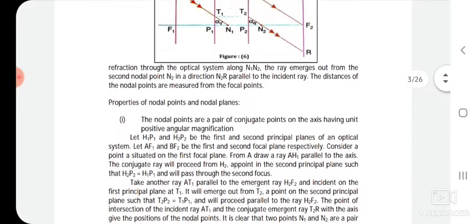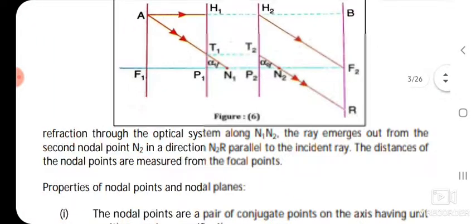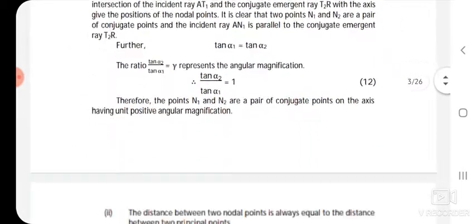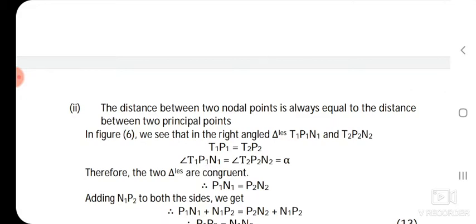For all these properties we are going to use this diagram number 6. Okay. So, second property: the distance between two nodal points is always equal to the distance between two principal points. That we have to show.